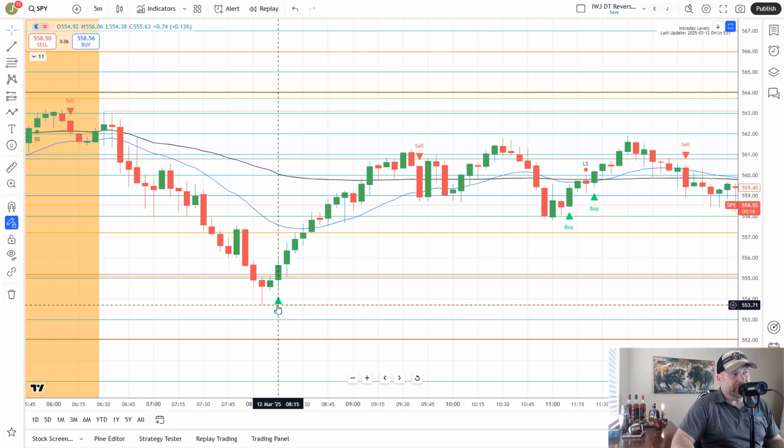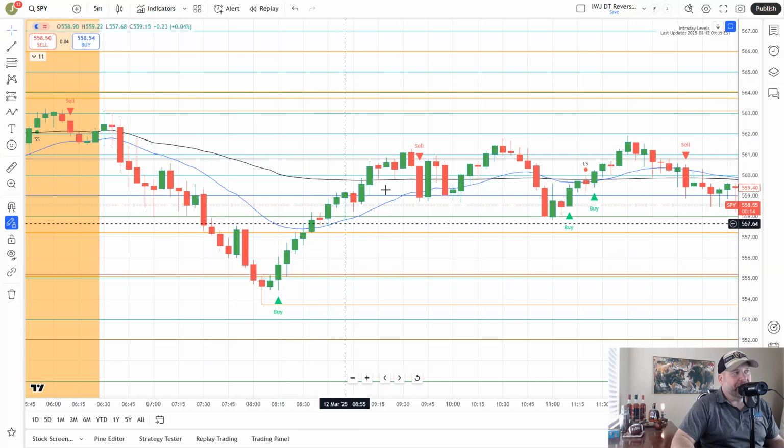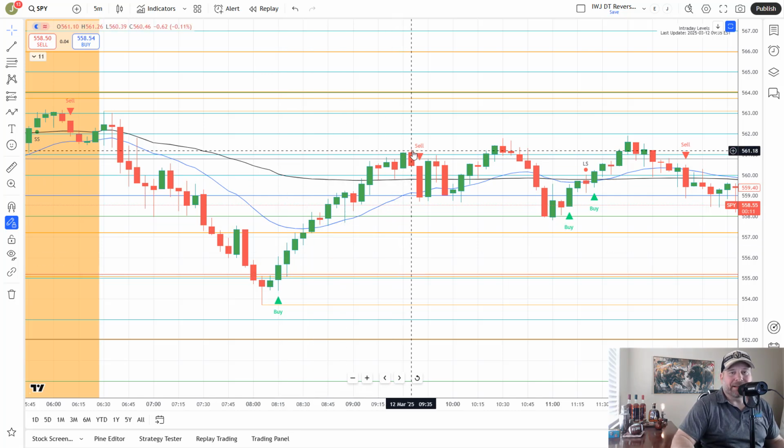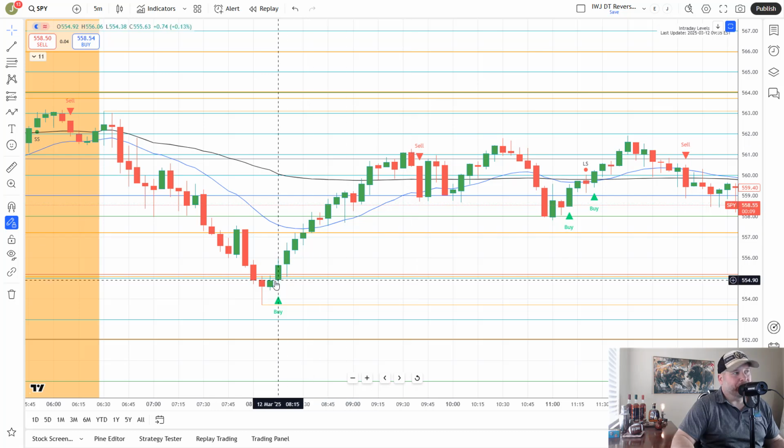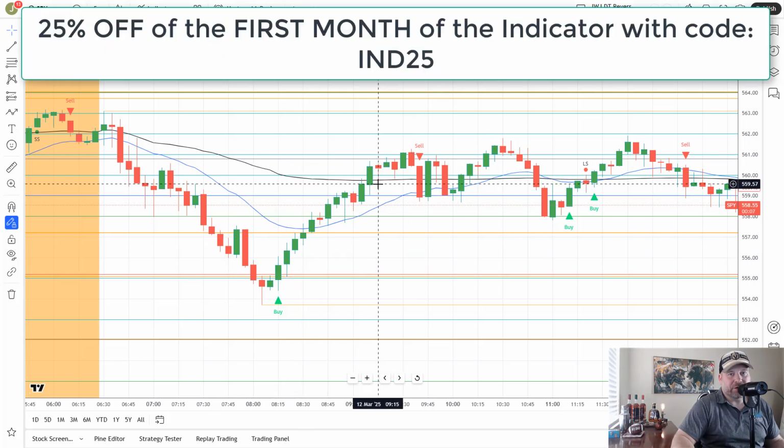You can see right here the green buy arrow tells you to buy the market right here at about 555. And they ran it up to 561. So a 6-point move, basically straight up. Another killer trade for the indicator. It absolutely crushed the day. Very good trade.